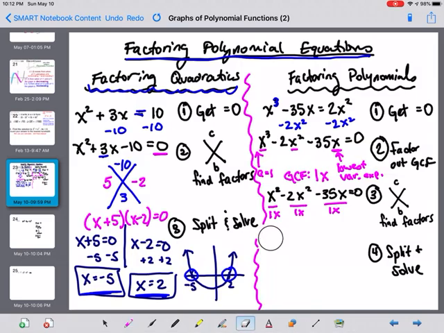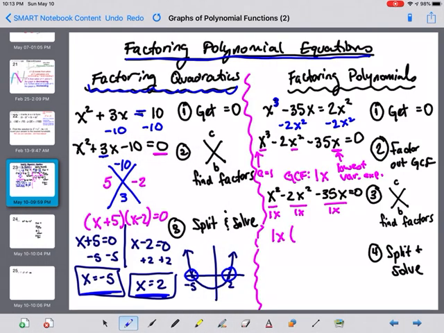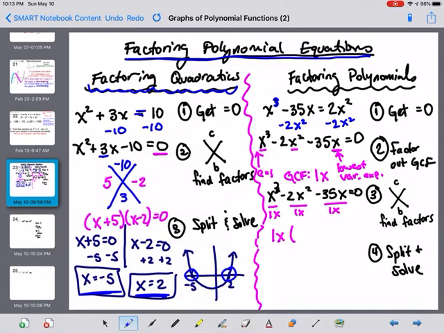Okay? And on the outside of the parentheses, I'm going to write 1x, and then I'm going to write parentheses, and then I'm going to write what I get when I divide it. So x squared divided by 1x is just... I'm sorry, that was x to the third. My bad. Okay, is just x squared. 2x squared divided by 1x is minus 2x. Negative 35x divided by 1x is negative 35 equals 0.